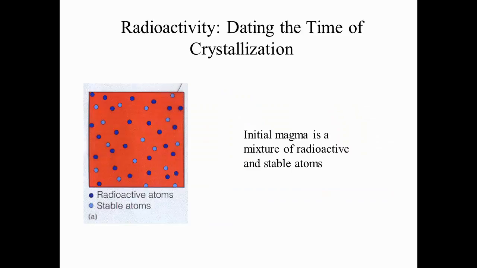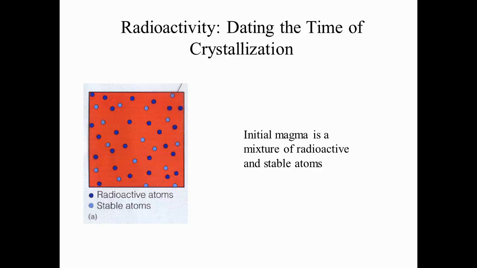So let's start out, for example, with an initial magma that has a mixture of radioactive and stable atoms. So this is the magma, and within the magma, some of these atoms are stable. The stable atoms are indicated by the light blue spheres. And we also have radioactive atoms that are indicated by the dark blue spheres.